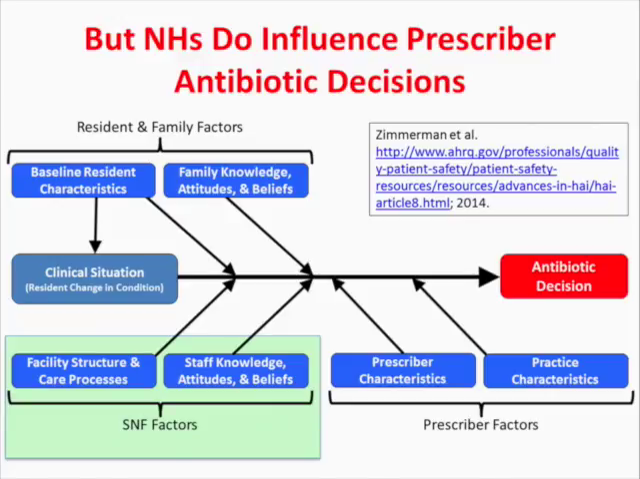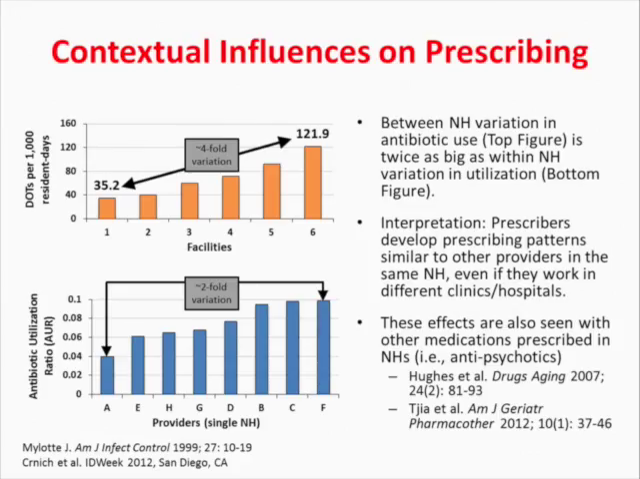And that's what's highlighted in the bottom left of this figure. You may ask yourself, well, how is that? And what influence do we really have? Well, I think first it's important to understand that this effect does exist. This slide is intended to show you the contextual influence that nursing homes have on prescribing decisions in this environment.